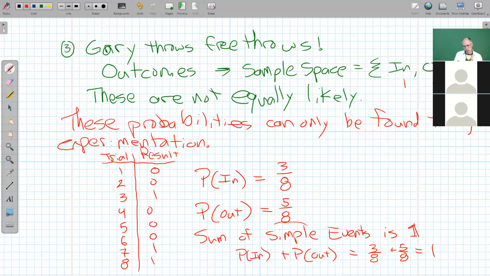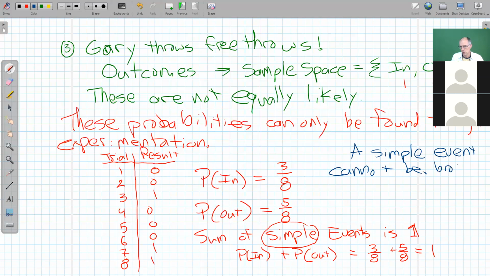This idea of simple event, I mentioned it, but I didn't write it down. Let's make that clear. A simple event cannot be broken down into other simpler events, other smaller events. So as far as the free throw thing, there's only 2 events, in or out. It's not that complicated. So let's look at something that's a little more complicated.